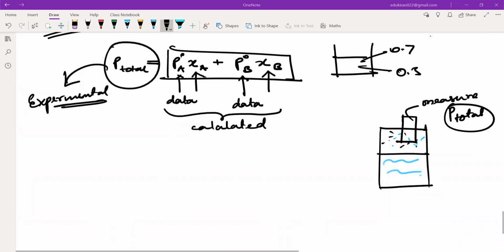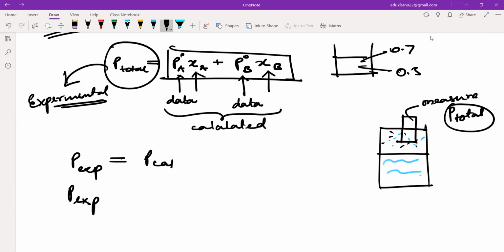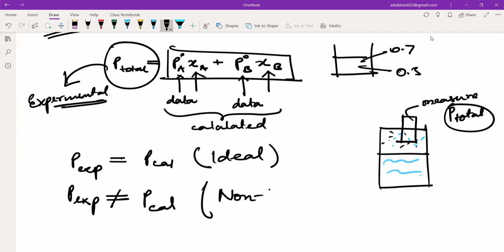Okay. Now here only you will see difference. You will see that the P total which is experimental will be either equal to the P calculated, ठीक है, जो कि आपको यहाँ से मिलेगा, or P experimental will not be equal to P calculated. If P experimental is equal to P calculated, then we say that this is ideal solution. And if it is not, then we say that it is non-ideal solution. Is that clear? Yes or no? Please tell me.